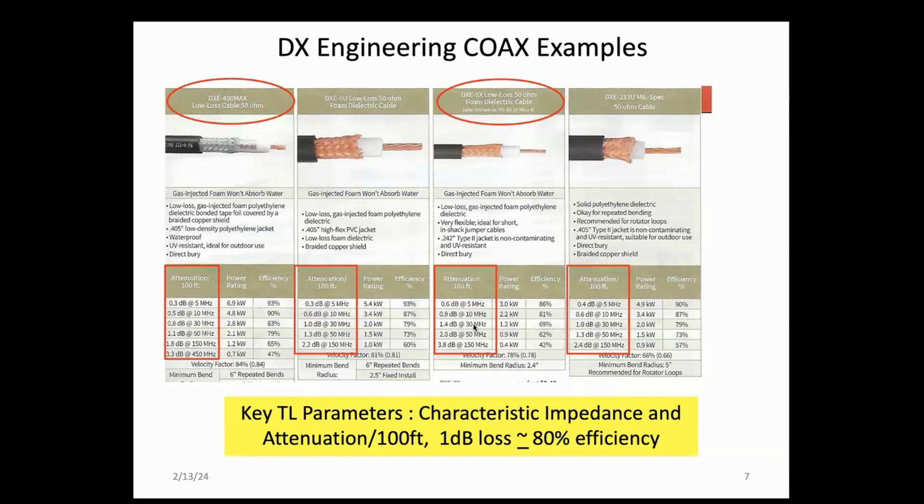The one I've circled over here is what I call cost-effective coax. It's RG8X. It's one I use because I have a relatively short run at my shack. Again, you can see the attenuation per 100 feet numbers versus frequency. And a column that you may be wondering about, this efficiency number, is the efficiency that corresponds to the same attenuation in dB. So for example, 1 dB loss is about 80% efficiency.